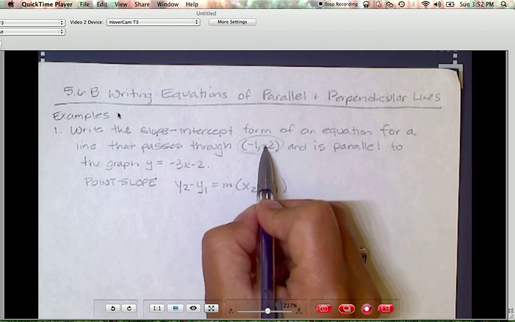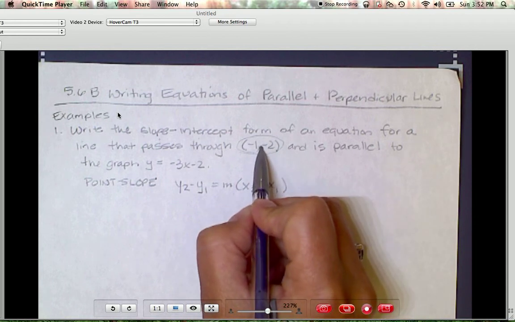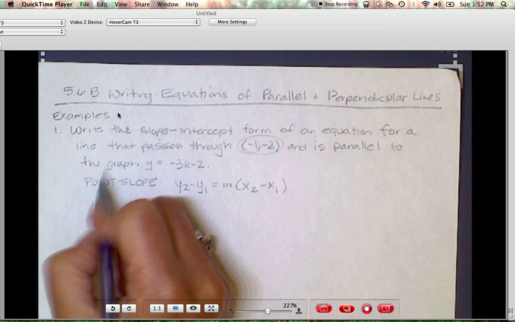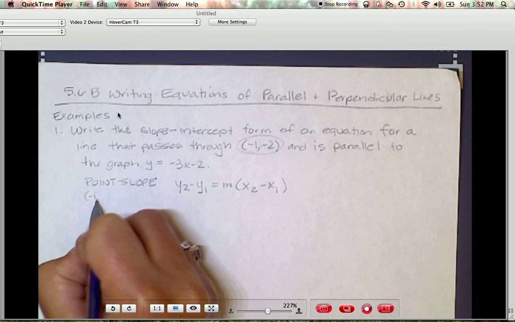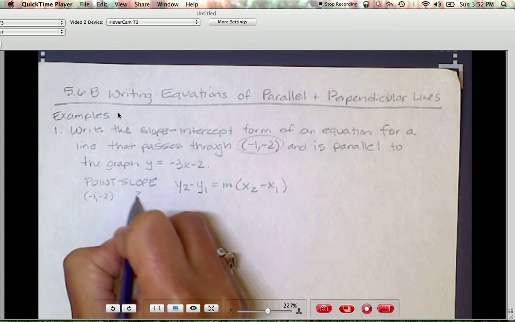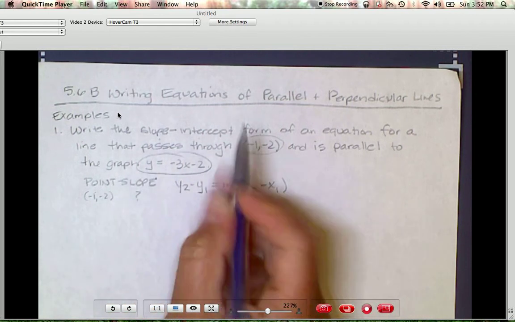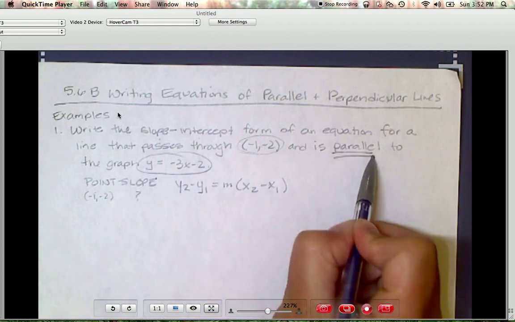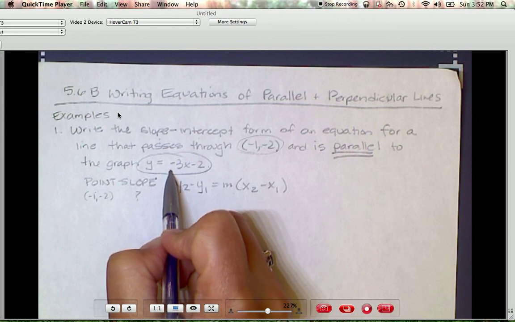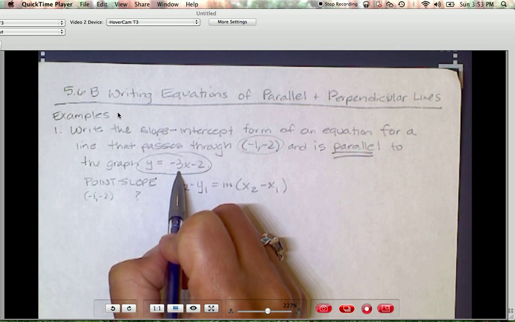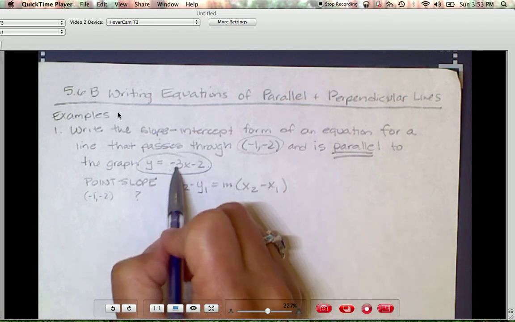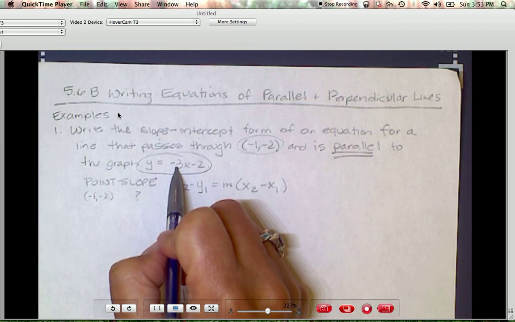So we know we have a point, but we need a point and a slope. We've got a point, which is -1, -2. We need to know what the slope is. Here's where the other equation comes in. We need it to be parallel to this equation, this line. So if it's parallel to this line, what do we know about the slopes of the new line and the slope of the original line? They must be exactly the same.